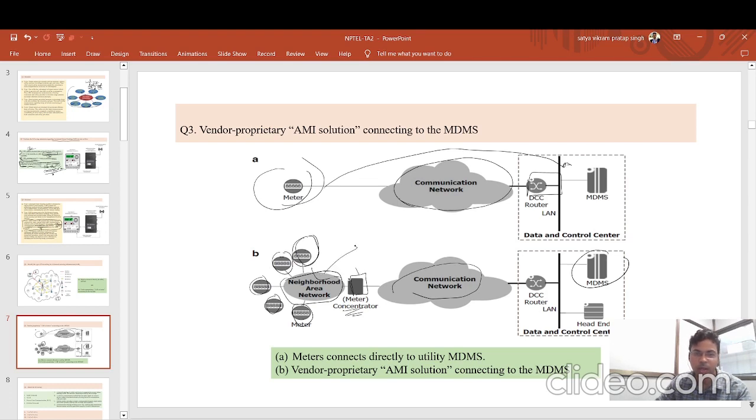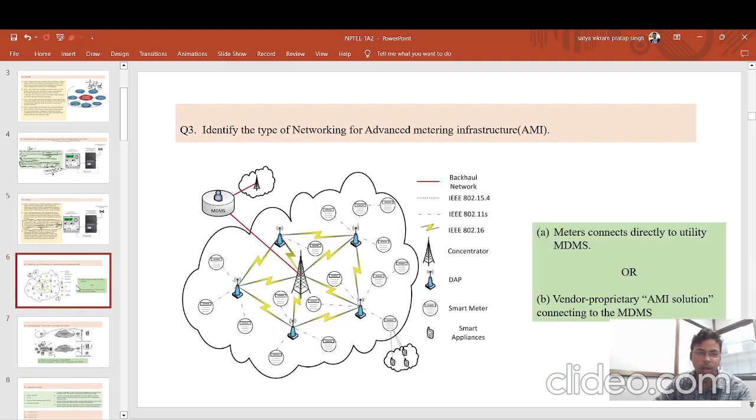First one is the NAN. The NAN is collecting all the smart meter data and then transferring it to this meter concentrator. The meter concentrator collects the whole data, saves it in its database, and then transfers it through this communication network to the MDMS. So from seeing this network graph, you can say that this is a kind of system related to the vendor proprietary AMI solution connecting to the MDMS.